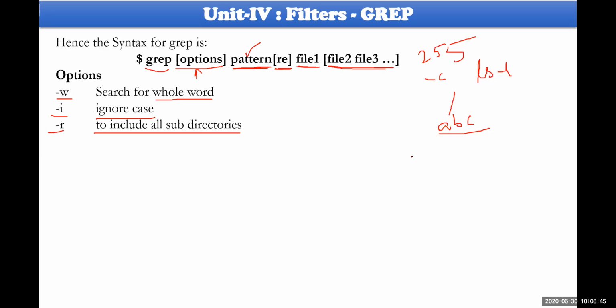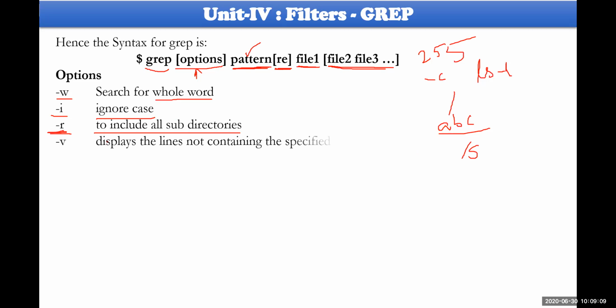In Microsoft operating systems, the same thing is operated by /s, which means all subdirectories. Here, if I want to search whether one particular file exists in all the other subdirectories, you use -r.